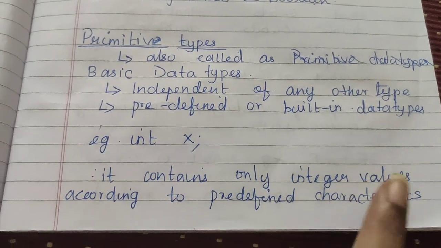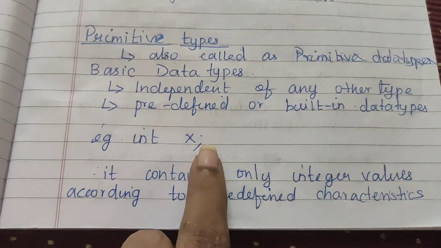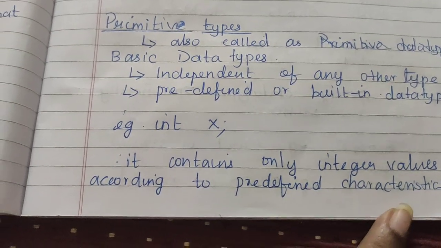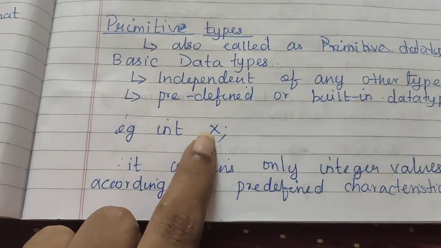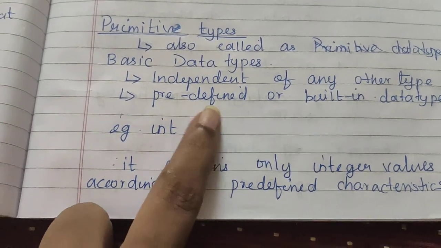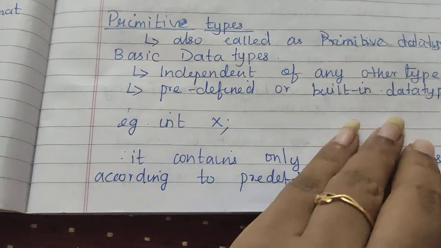And it contains only the integer. If you write int x, it contains only integer values according to the predefined characteristics. A floating point, that is a decimal point number, cannot be saved in this, and a character cannot be saved in this integer.